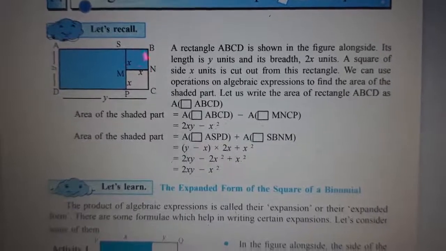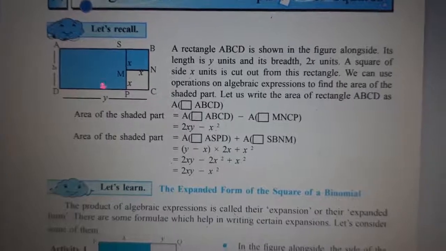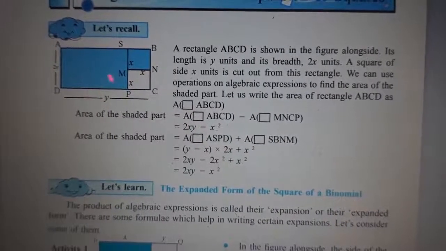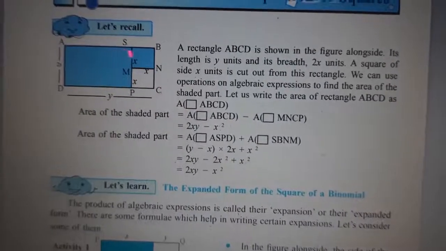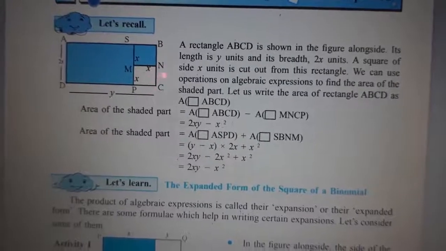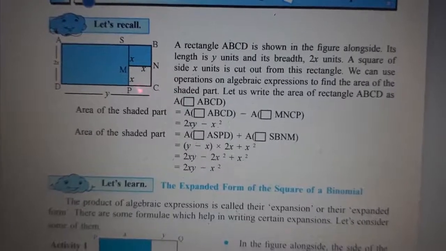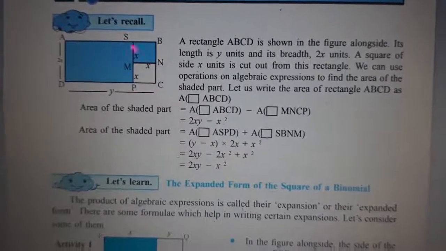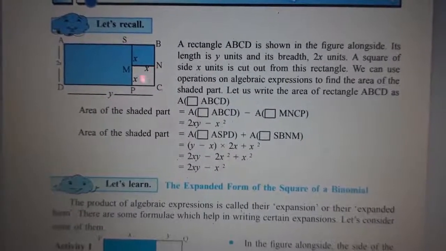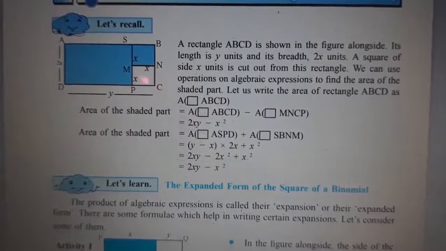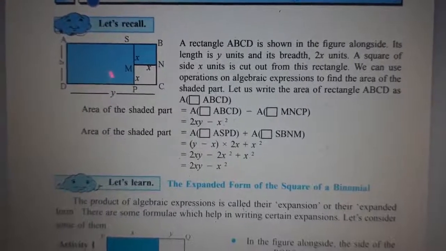A square of side x. This is one small square. You can see here a square which is not colored. This part is shaded. This looks like a rectangle and it is a rectangle, and this is a square. These are two squares. So a square of side x units is cut from this rectangle. This white part, this much square, is being cut out. We can use operations on algebraic expressions to find the area of the shaded part. Now see, if it was a whole complete rectangle, we can easily find it out. Now this is a figure where this little square is missing and we have to find the shaded part. So we can use the algebraic expression to find it out.